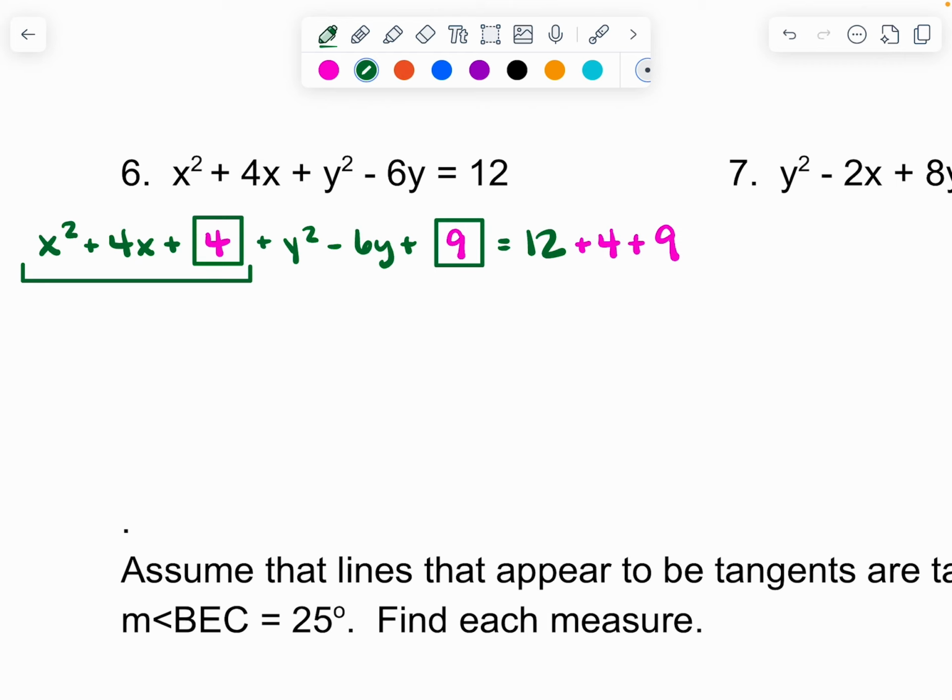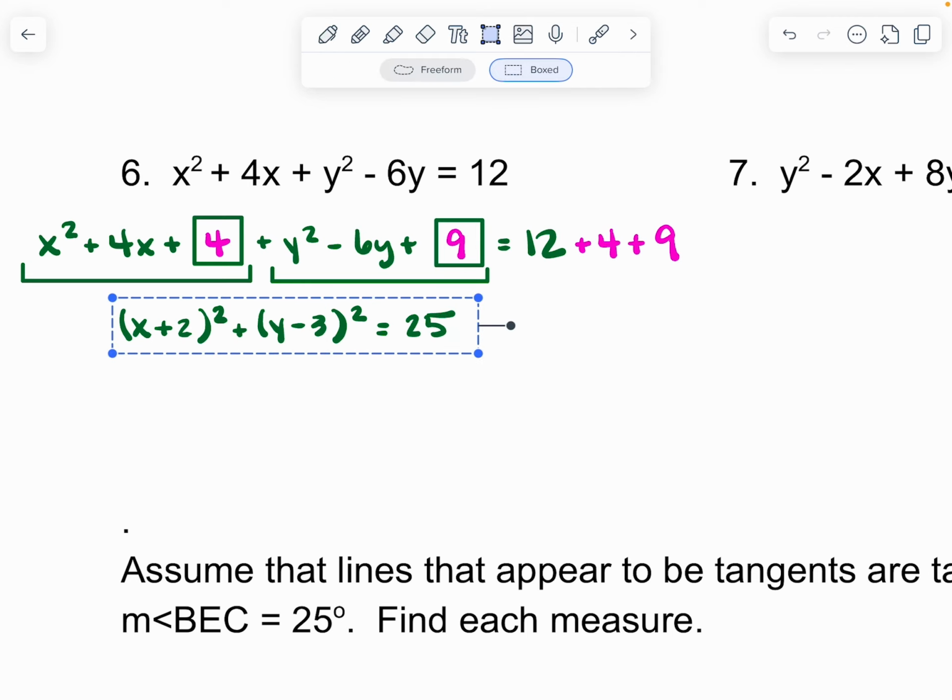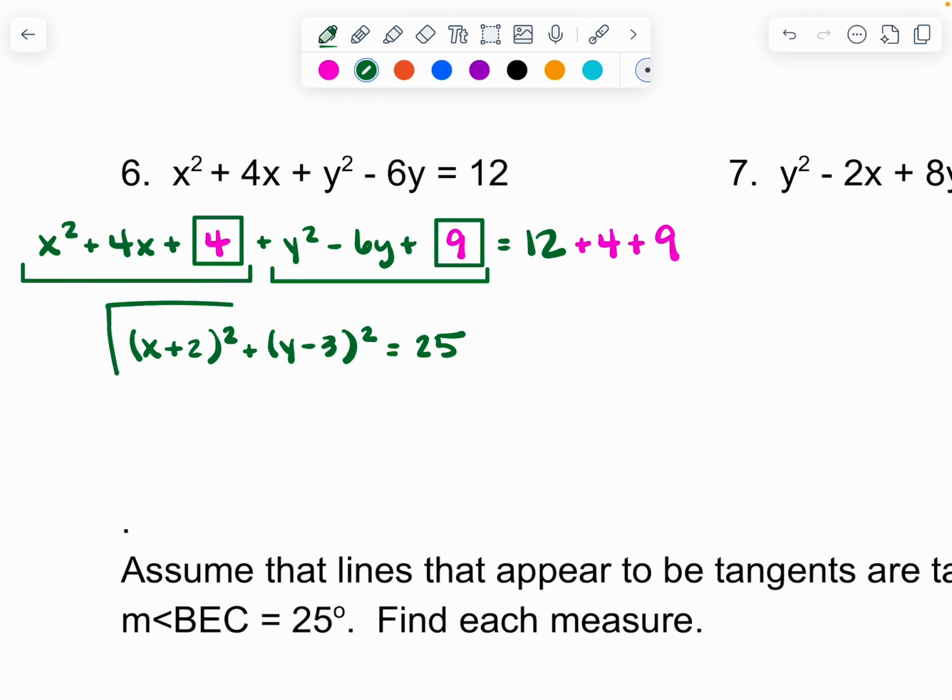If I factor x squared plus 4x plus 4, that's going to give me (x plus 2) times (x plus 2), which I can then write as (x plus 2) squared. And if I factor y squared minus 6y plus 9, I'm going to get (y minus 3) times (y minus 3), which gives me another squared binomial. And over here, I end up getting 25. And voila, that's what I'm looking for: the equation of the circle going from general form to standard form.